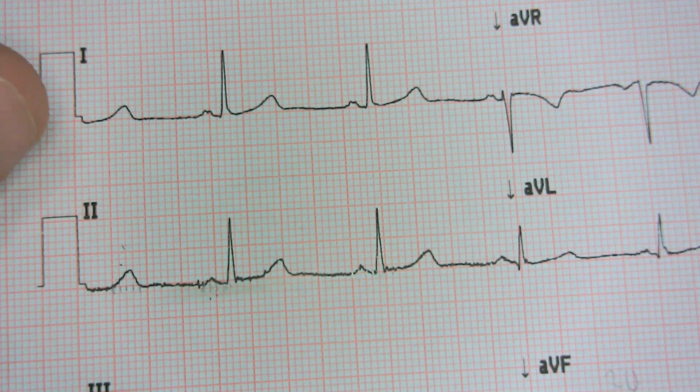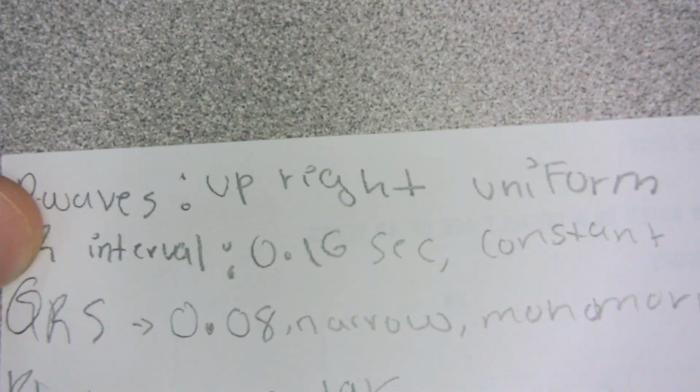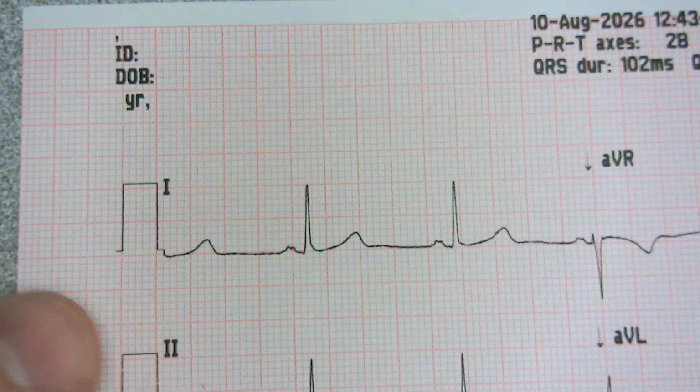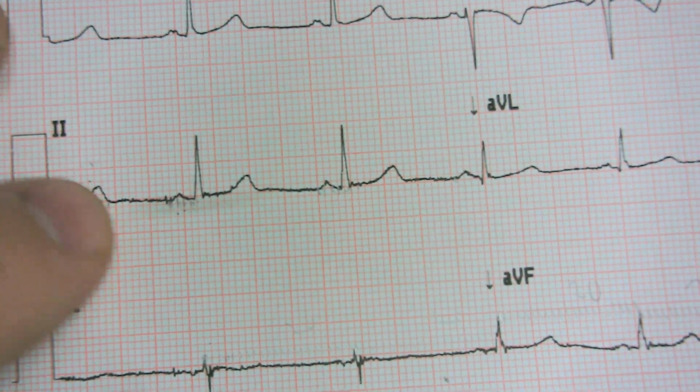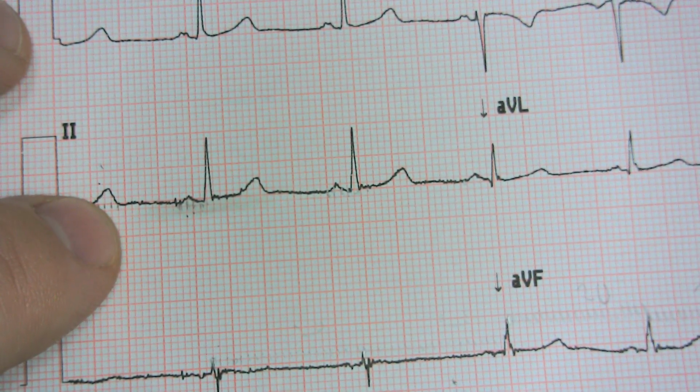Alright guys, we got yet another EKG, so let's see how good of a job they did. Alright, so the claim is that the P waves are upright uniform in lead 2. Let's take a look over here. Alright, this is indeed lead 2. This is not a P wave. Well, watch out for that.